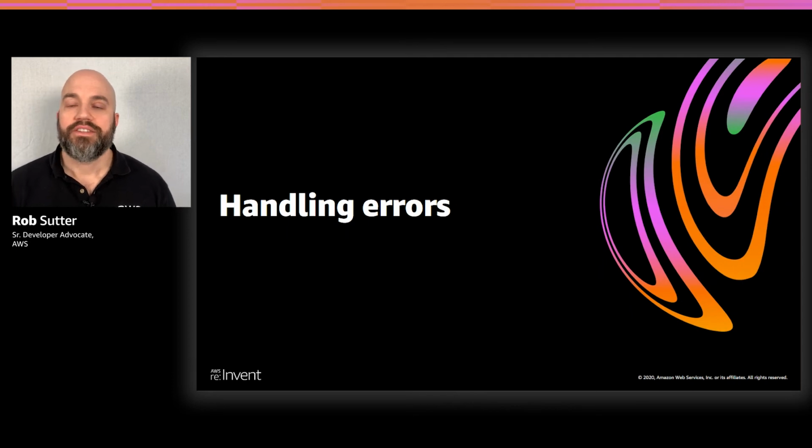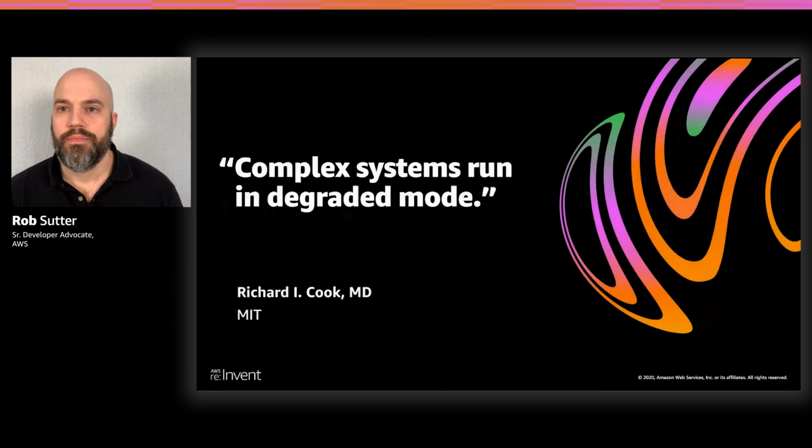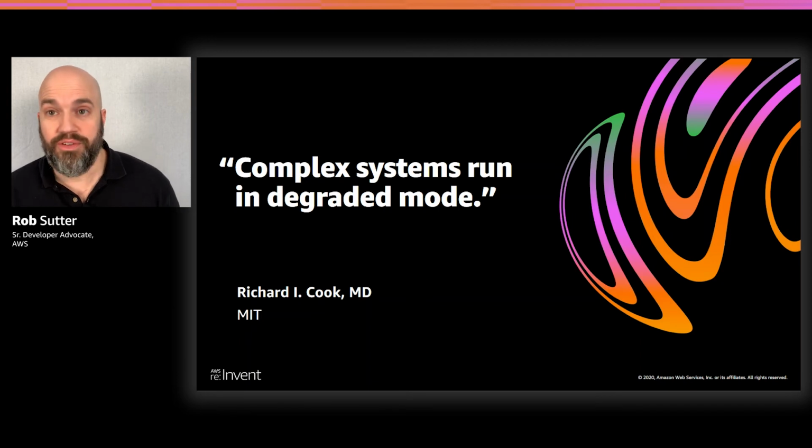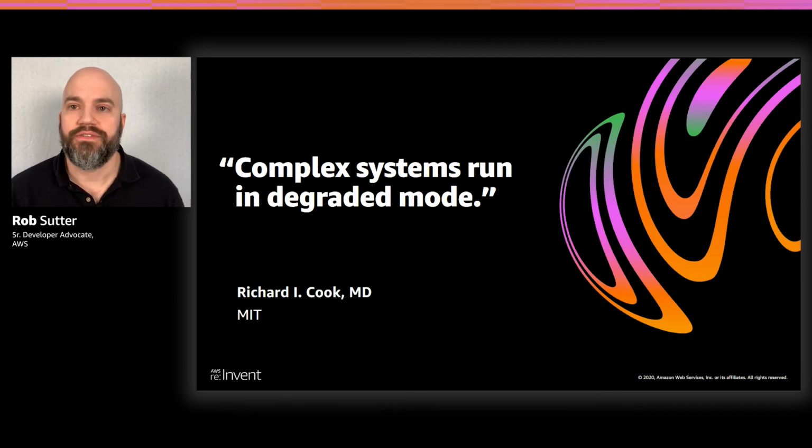But as our CTO Werner Vogels says, everything is failing all the time. Or, put more elegantly, complex systems run in degraded mode. We know that we're going to hit failures. It's a part of building distributed systems. They're complex by their nature. So how do we handle errors in our workflows? Well, for starters, handle them in your workflows. Don't handle them inside your functions.